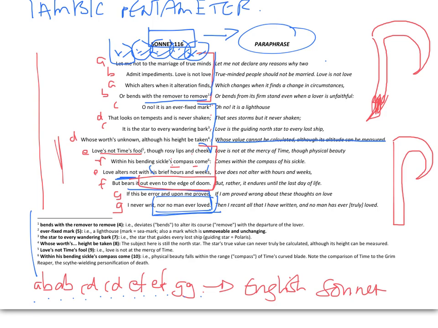So obviously it's full of enjambment, caesura and so on. Let's have a wee look here up at the top line. Let me not to the marriage of true minds admit impediments, okay? Admit impediments is let me not allow anything to go against it.